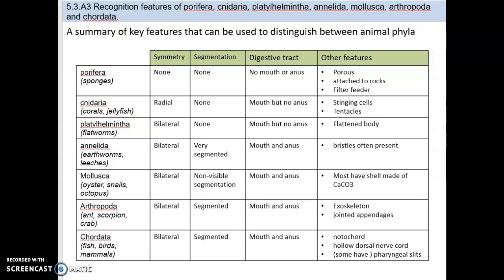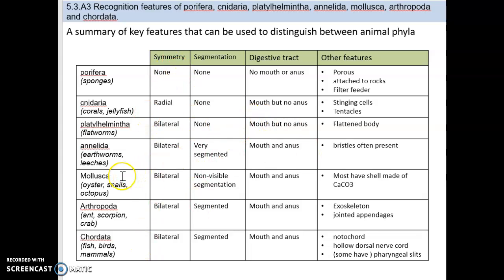So for your vertebrates here, if you distinguish from the animal phyla, you can see you've got your sponges, your corals, your flatworms, your earthworms, your mollusks, your arthropods, and then your chordata, which is what we said before for your fish, birds, and mammals. So that's how we divide them up into the different groups.